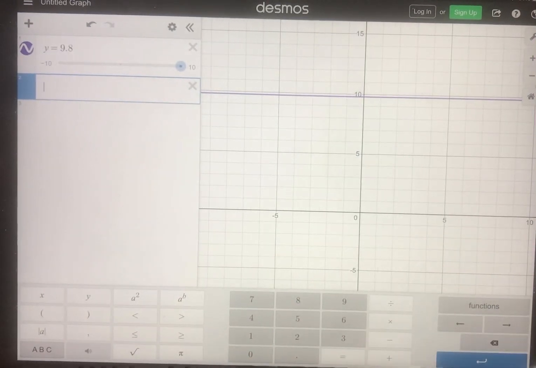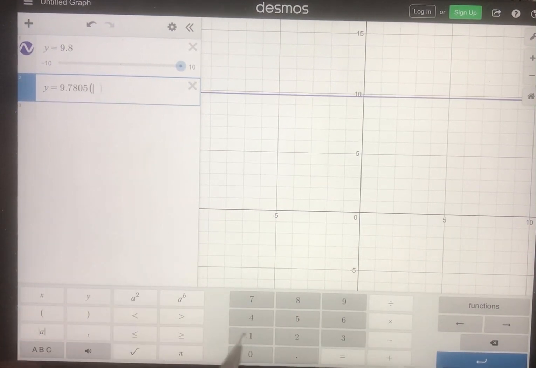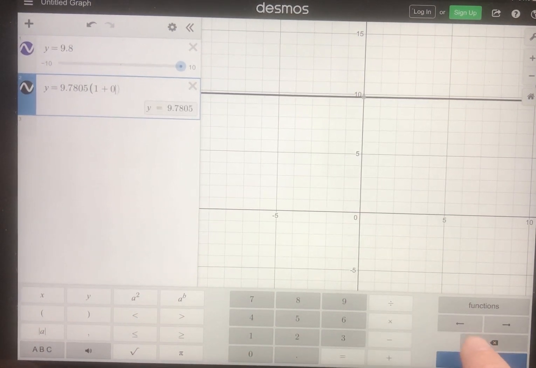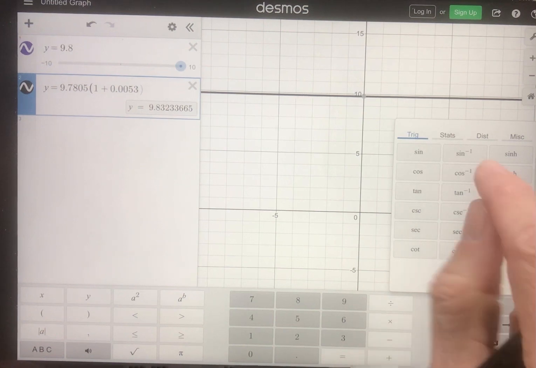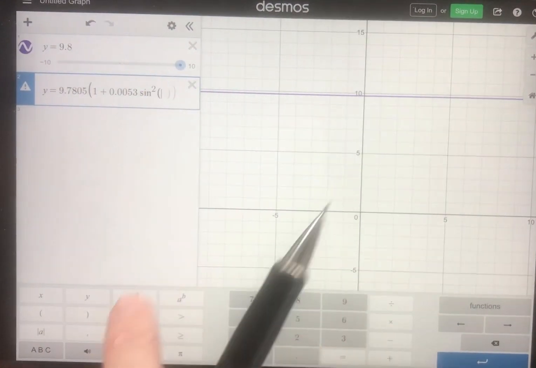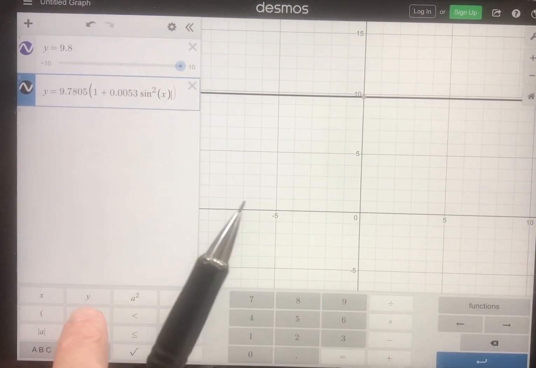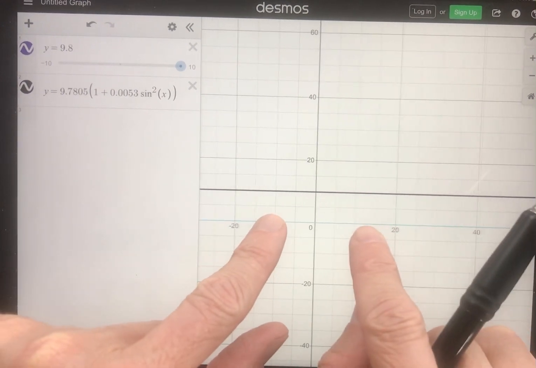My second is going to be a curve of some sort. The right side of the equation is y equals 9.7805 times open parenthesis 1 plus 0.0053. Whoops, I forgot the 0, let's get a point in there. 0.0053. Checking my work, that's two zeros after the decimal, then 53. Times sine squared. Back to my trig functions. I like to use the -1 and then back it off, delete it, and put a 2 in there. The sine of x, since we don't have a theta we're going to use x, and close it and then close it. And so here we are, and we have to come up with where these are intersecting.